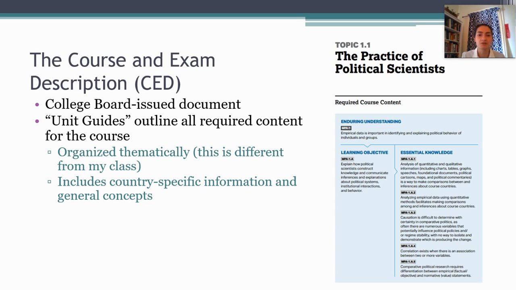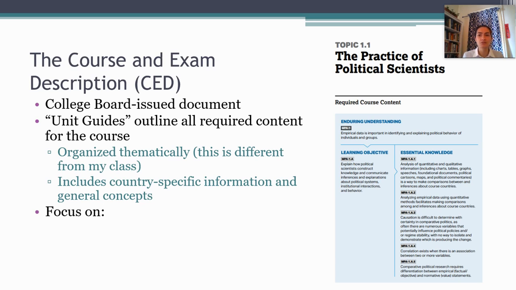But you can see on this screenshot, this first sort of page of the unit guide is going to talk about some of those basic things that we did on the first or the second day of your class, right? What's the distinction between quantitative and qualitative information? What's the distinction between empirical and normative data? What's the distinction between causation and correlation? All these kind of basic principles of the discipline that help us understand what it is that comparative political scientists do.